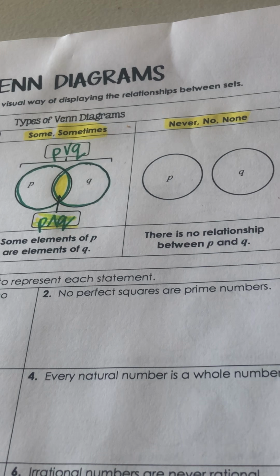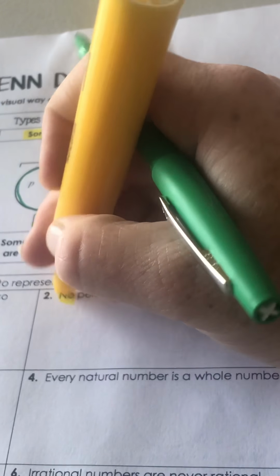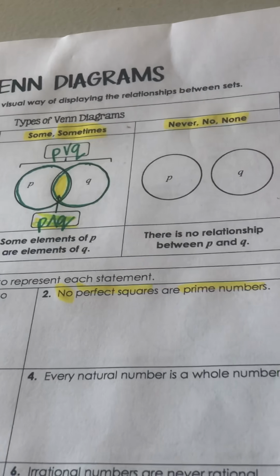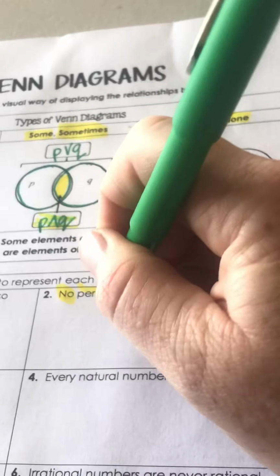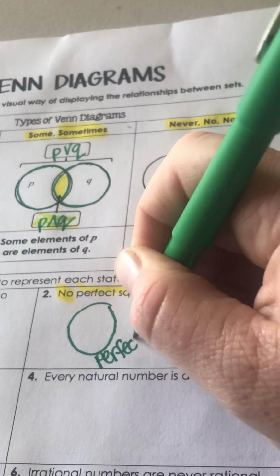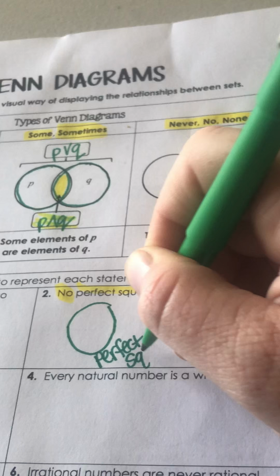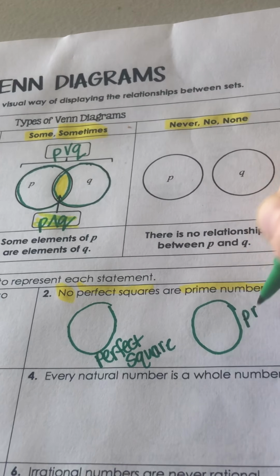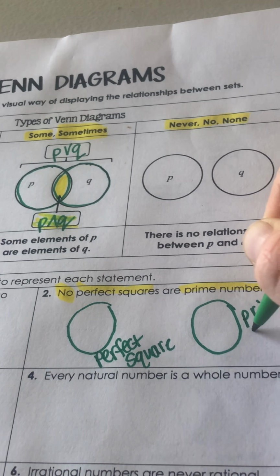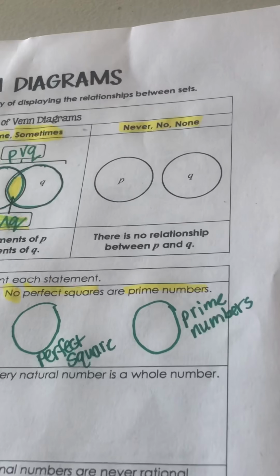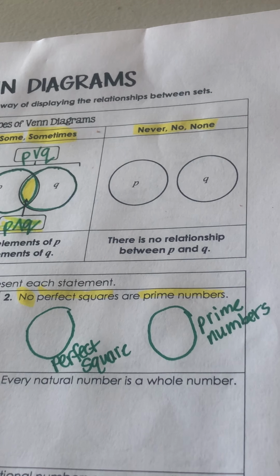All right, what about 2? No perfect squares are prime numbers. So I see no, and then my two subjects. All right, well, a perfect square, if you think about that, has to be composite, cannot be prime. So they don't have anything in common. Okay. There we go. That's a Venn diagram to represent that statement.